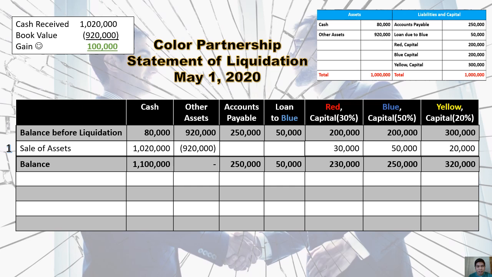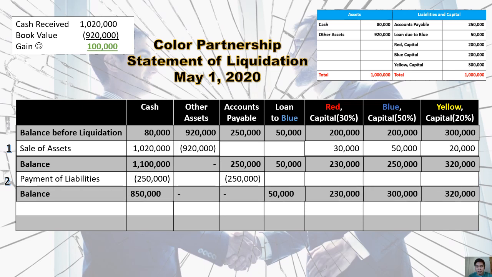So yung second nating step is payment of accounts payable or yung payment of liabilities. Dahil sapat naman yung cash, pay lang as is. So minus tayo ng 250,000 sa cash, and minus din tayo ng accounts payable ng 250,000. After payment of liability, ito na ulit yung mga balances. Then, yung third natin, which is the last step, is to pay the partners based on the balance of their partners' capital.